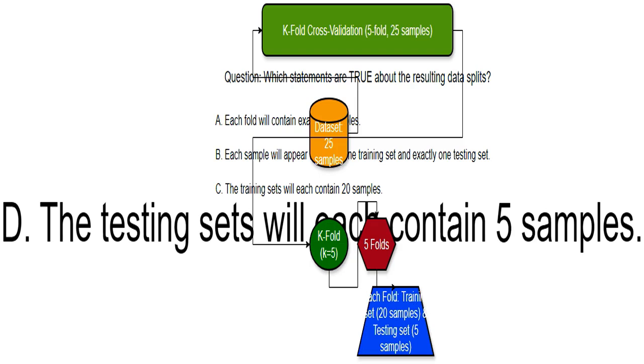The K in KFold cross-validation refers to the number of folds. Here, K equals 5, which means 5 folds. Each fold will take a turn acting as the testing set, while the rest are used for training.